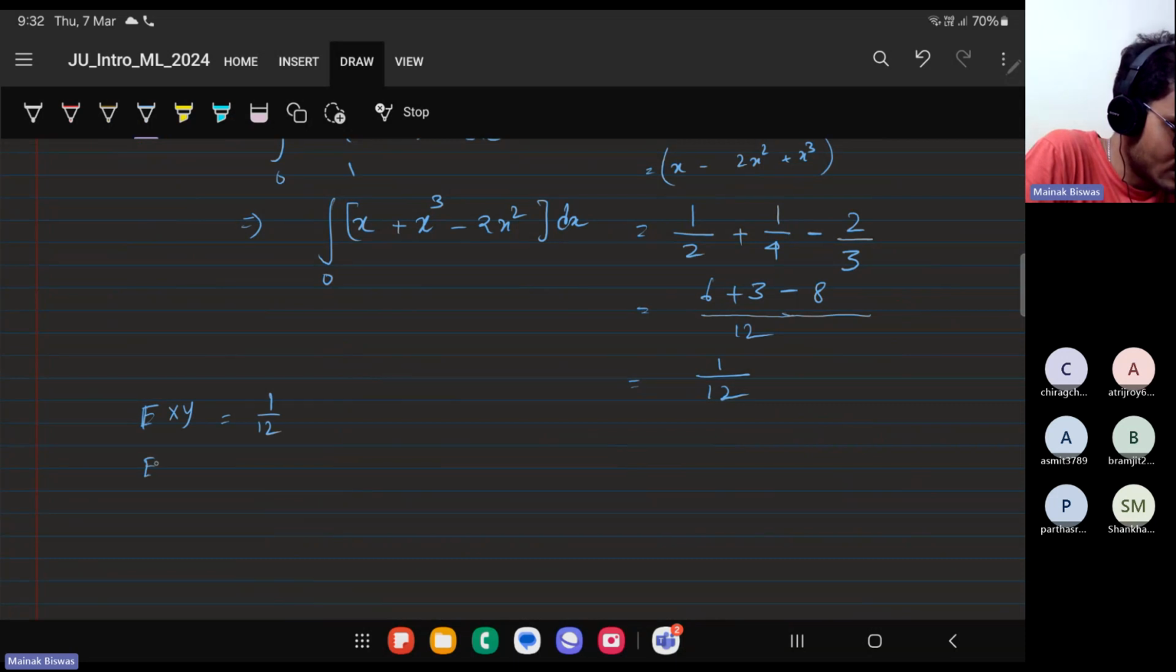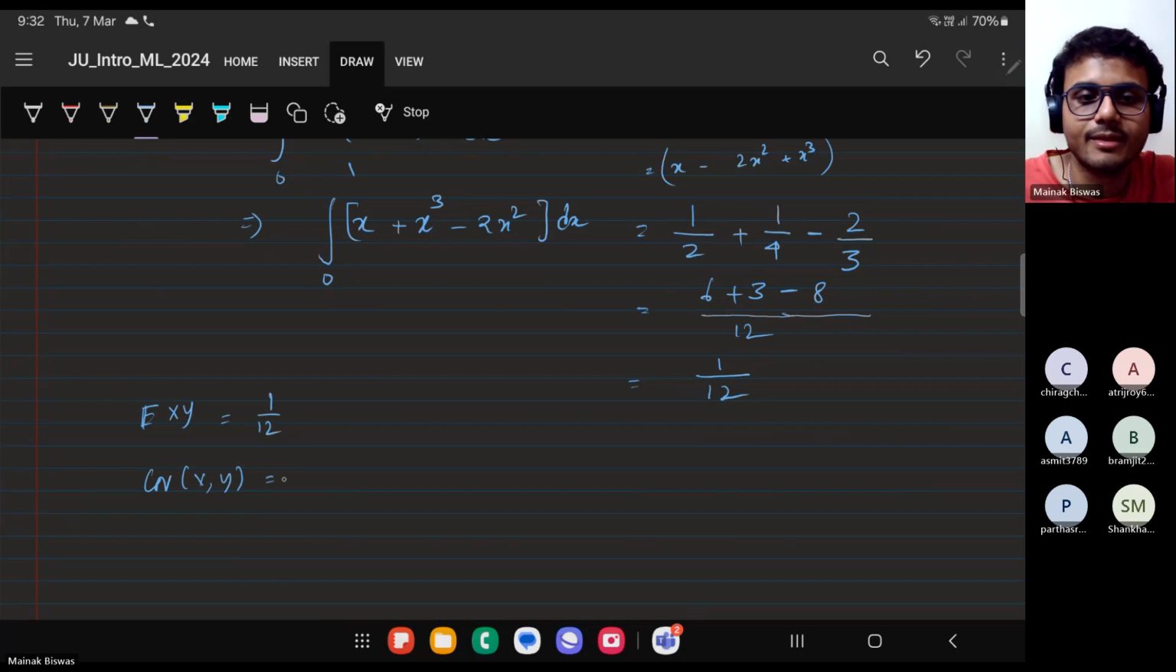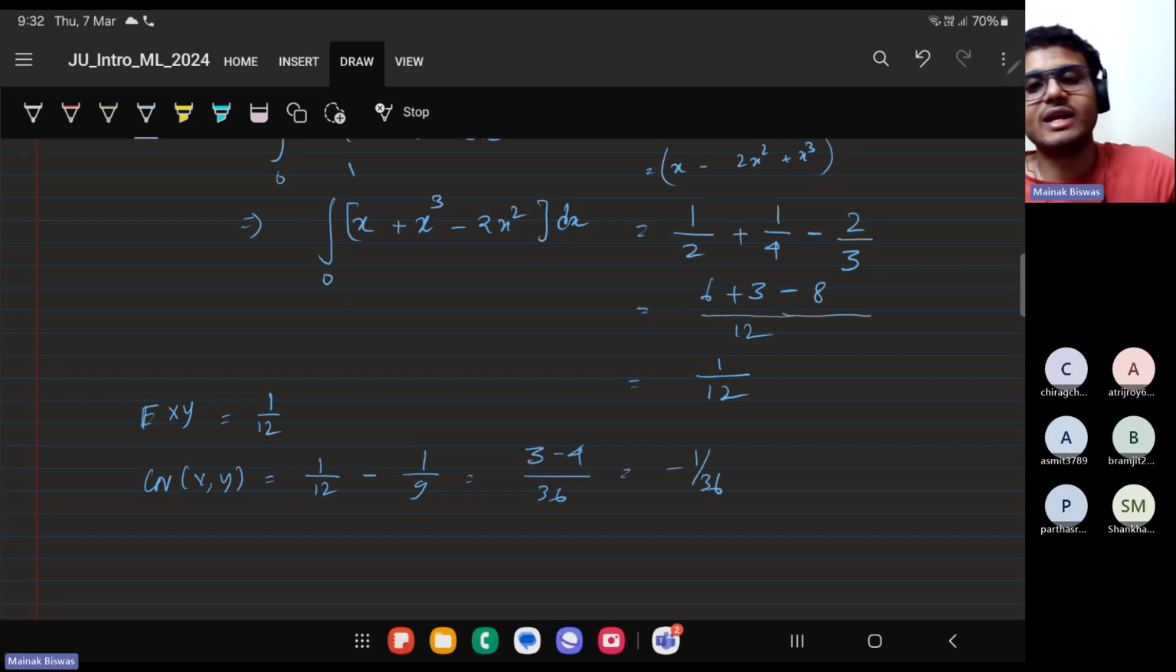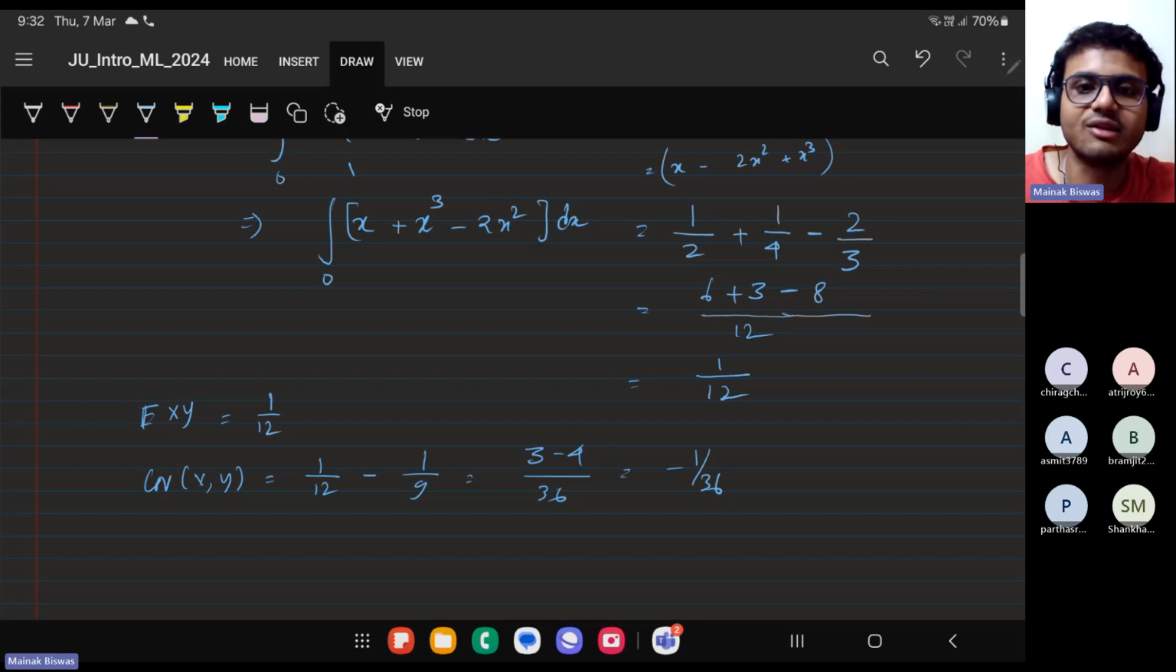What is the covariance? Someone? So 1 by 12 minus 1 by 9. Good. So this is 36. This is what I was thinking. How can it be positive? 3 minus 4. So you get 1 by 36. So why was I sure that I would get negative? Can anyone tell me?